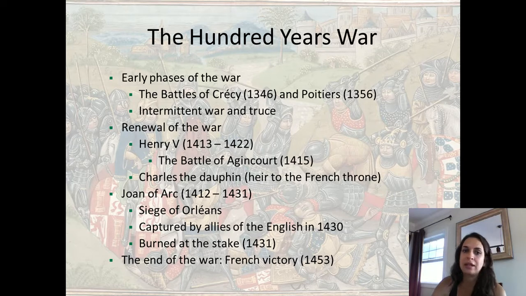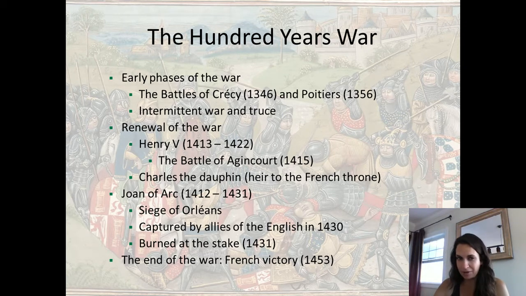So he attacks again, and in this battle, he wins, and he manages to then work out a deal in which he marries the daughter of his enemy, who is technically also his cousin. And there was a lot of cousin marrying going on back then. So he marries Catherine, who is Charles VI's daughter.